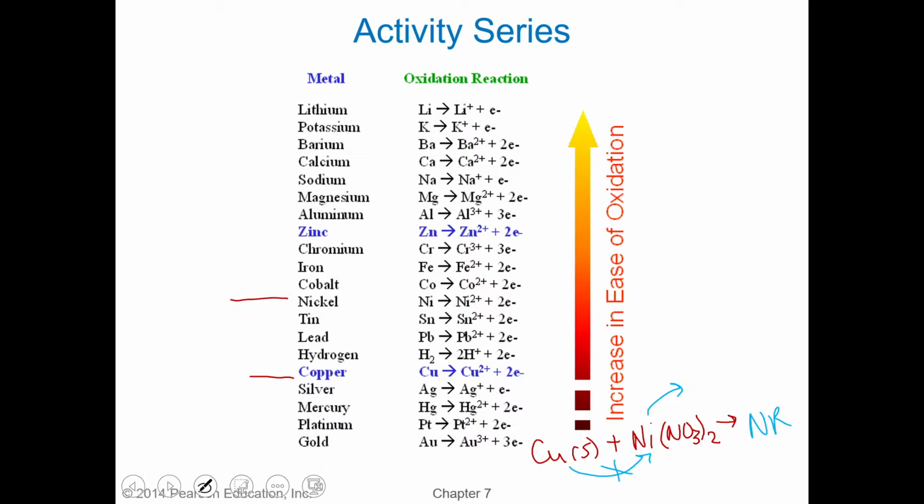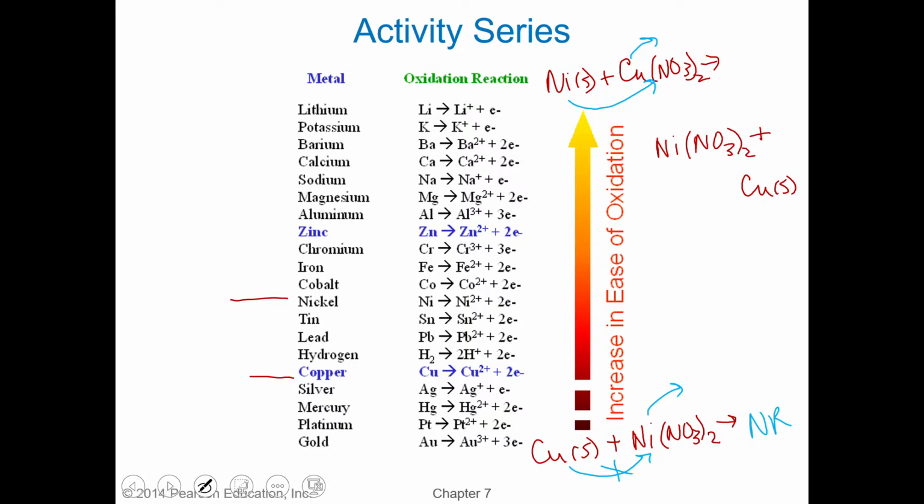However, if I had the reverse, if I had solid nickel and copper 2 nitrate, what I would see is that nickel, because it's higher on the chart, is reactive enough or strong enough to kick off that copper. And what I would get as a final product would be nickel 2 nitrate plus solid copper. The copper would precipitate out. Those would be my products.